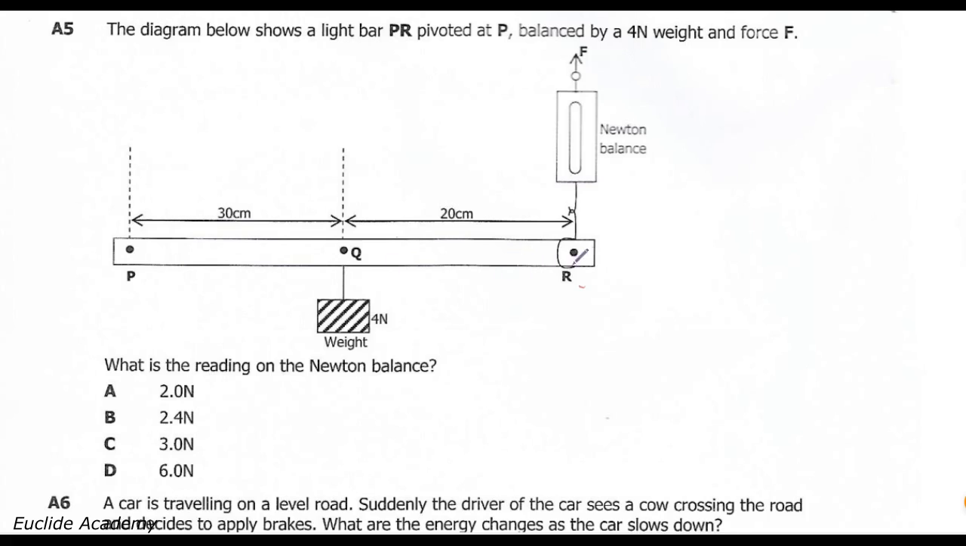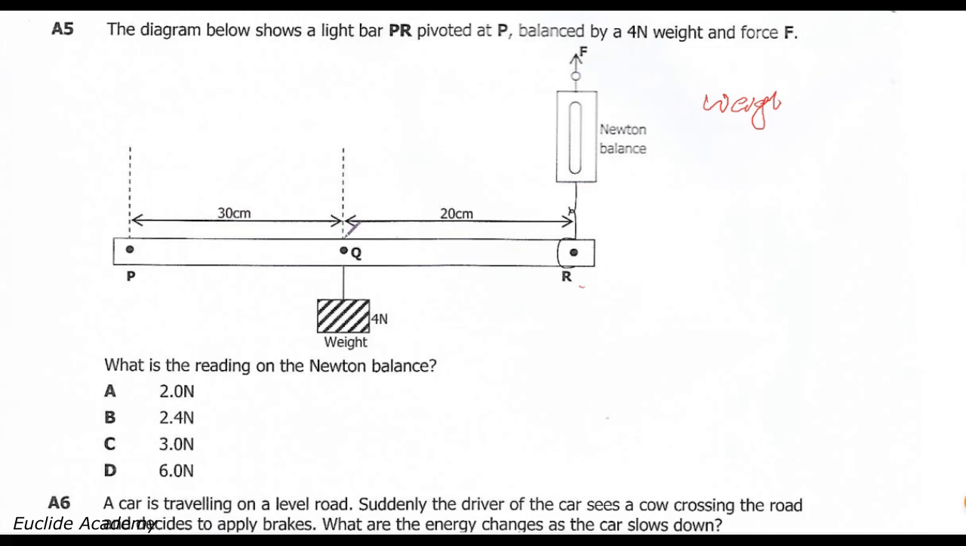So let's get back to the questions. PR, and we have got PQ here. What is the reading on the Newton balance? This is the Newton balance. Now I want to check the reading here. The Newton balance reads the weight. So in short, we just want to find out what is the weight that has to be here at point R for this bar to balance, by a 4 Newton weight and the force F. This is the force F right there.